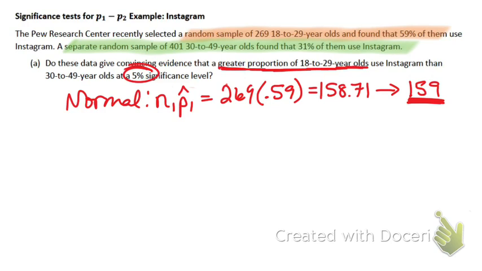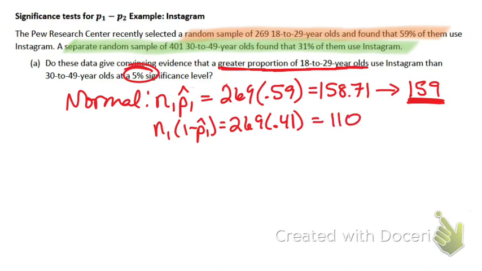That is my number of Instagram users in the first population sample. So there were 159 Instagram users in the 18 to 29-year-old group. N1 times 1 minus P hat 1, 269 times 0.41, that is 110. That means there was 110 failures, failure being not using Instagram.